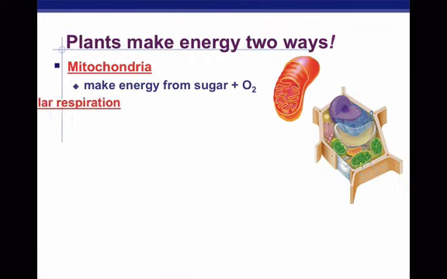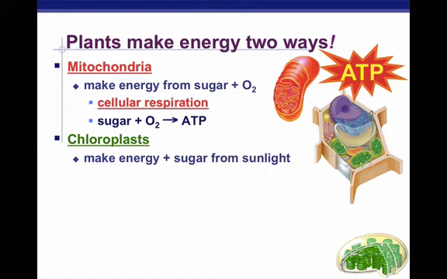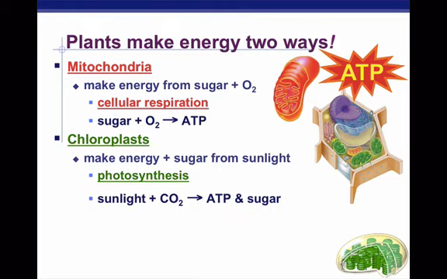So we've talked about mitochondria, and plants have mitochondria, and they also have chloroplasts, which some protists do as well. And it's making energy and sugar from sunlight. And remember, plants have to make their food, and then they have to use their food for their energy through cellular respiration. So instead of eating, they go through photosynthesis.